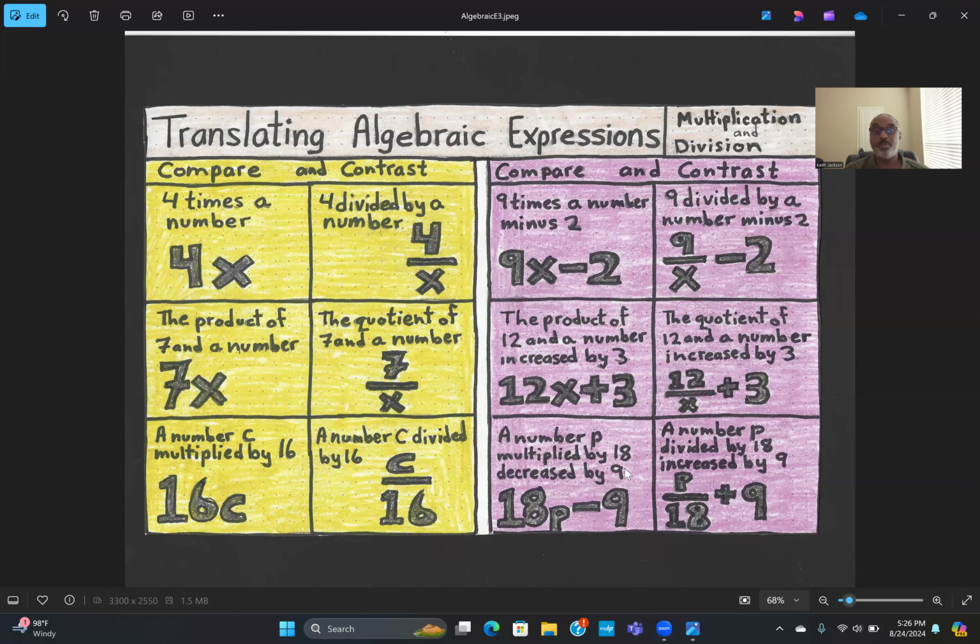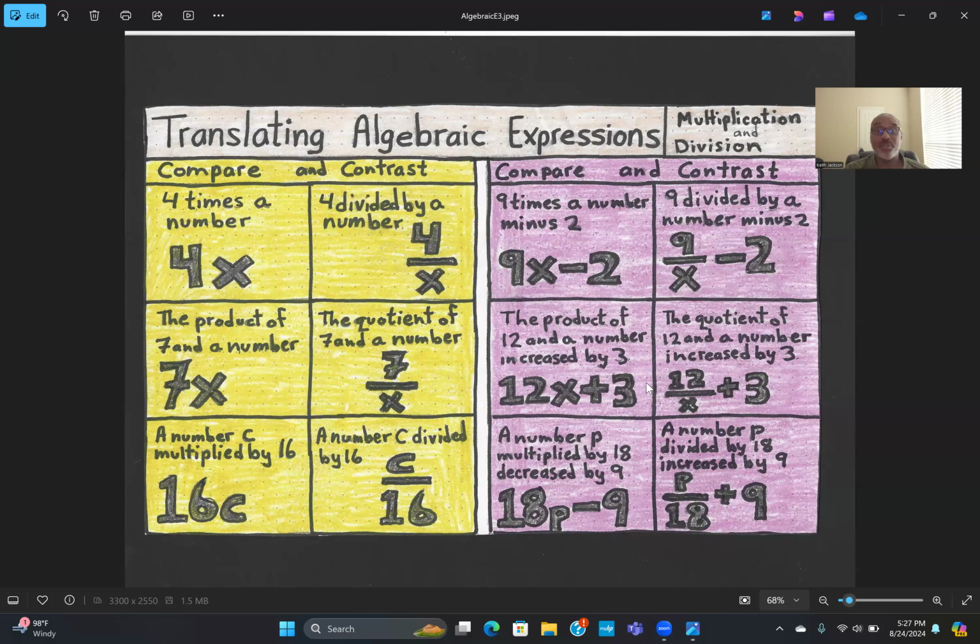And here are our last two examples. This one says a number p multiplied by 18, then decreased by 9. Decrease means to subtract, so we have a number p multiplied by 18, which gives us 18p. Decreased by 9 gives us minus 9. So we have 18p minus 9. And over here, we have a number p divided by 18 increased by 9. Increased means to add. And so p is going to be divided by 18, and we have p divided by 18 plus 9.